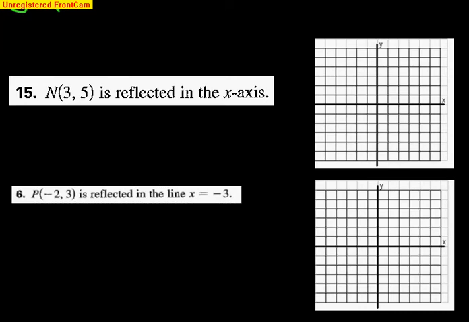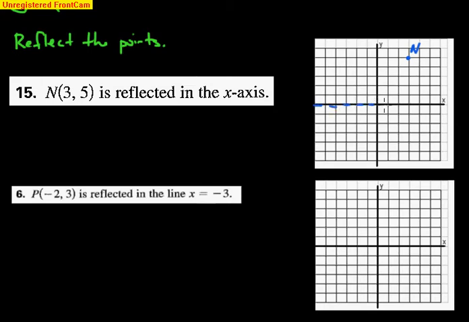So we are going to look at doing some reflections in the coordinate plane. So reflect the points. There's the instructions. Okay, and I'll use blue for this graph. So we need to take 3, 5 and reflect it in the x-axis. So let's first put 3, 5. 1, 2, 3, 1, 2, 3, 4. There's our N. And we're going to reflect it about the x-axis.